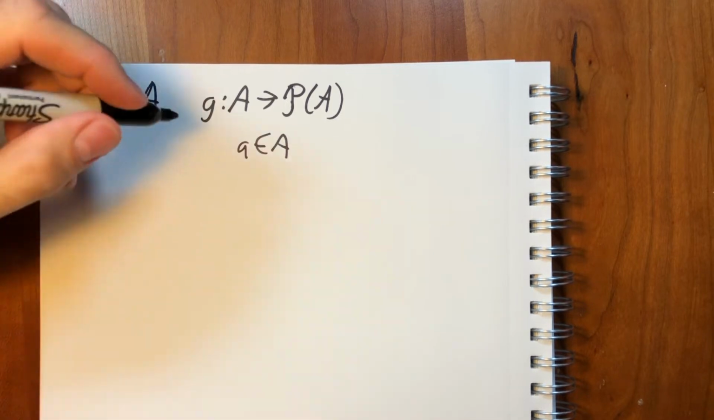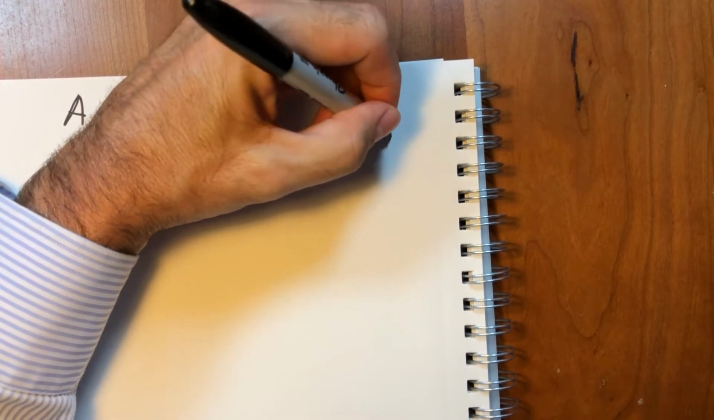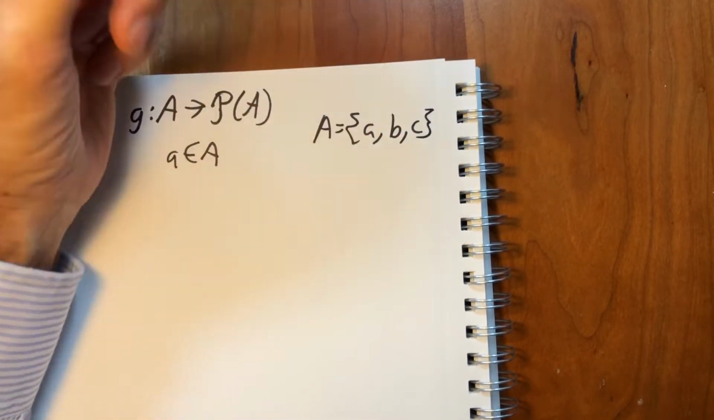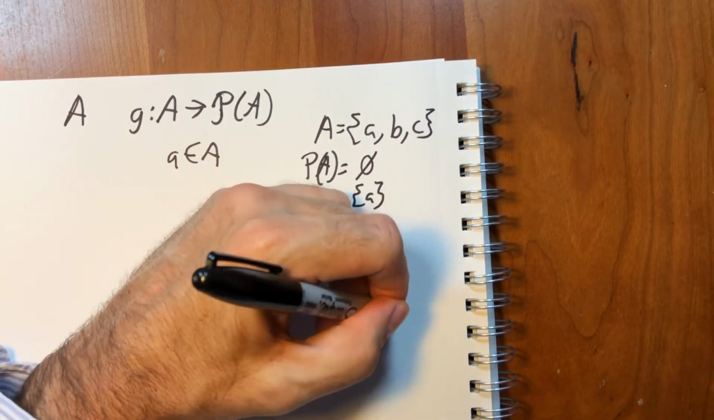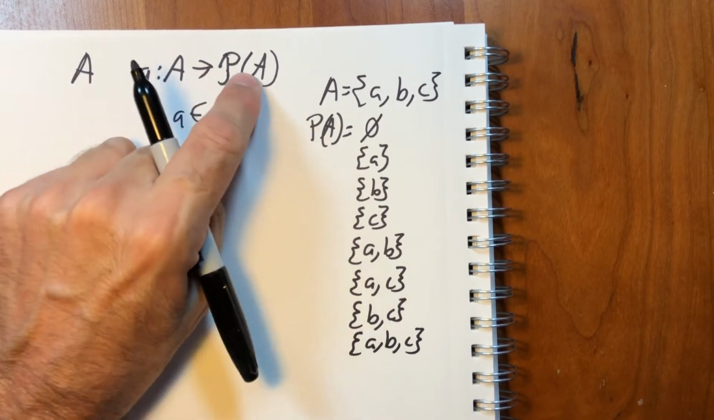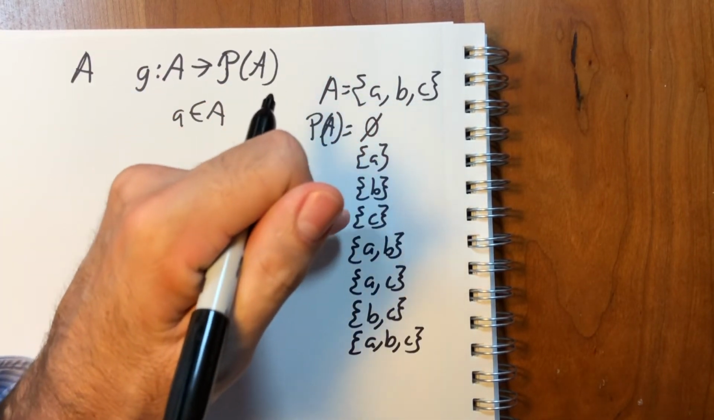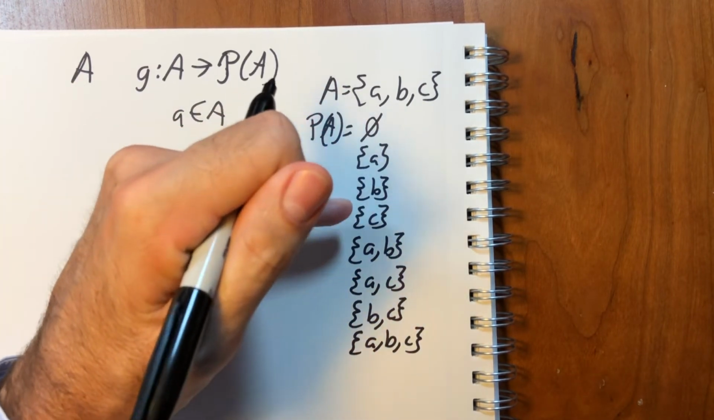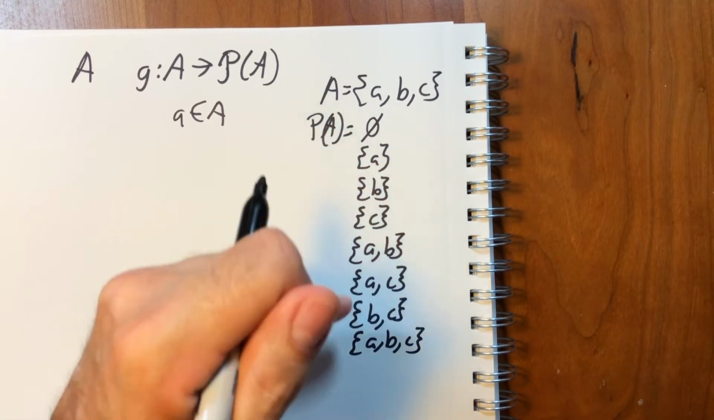So let's just consider, as an example, that A is {a, b, c}. So the power set then contains the following elements. No matter which element of the power set G sends A to, it's either going to contain A or it's not going to contain A, right? Some of them contain A, some of them don't contain A.